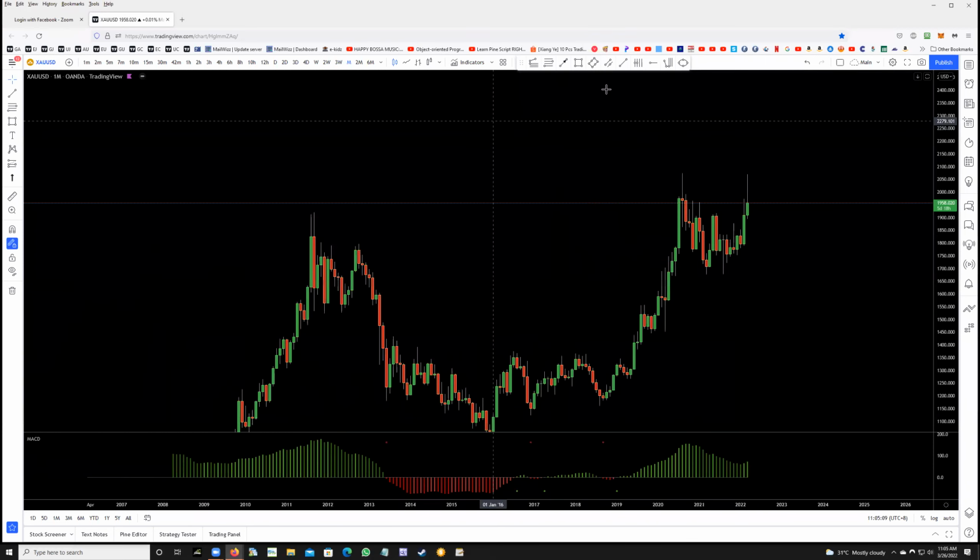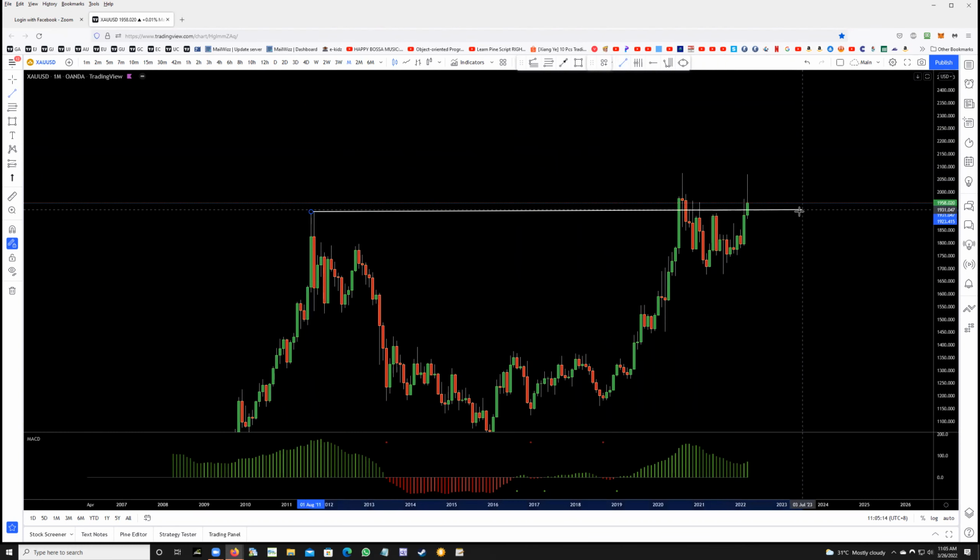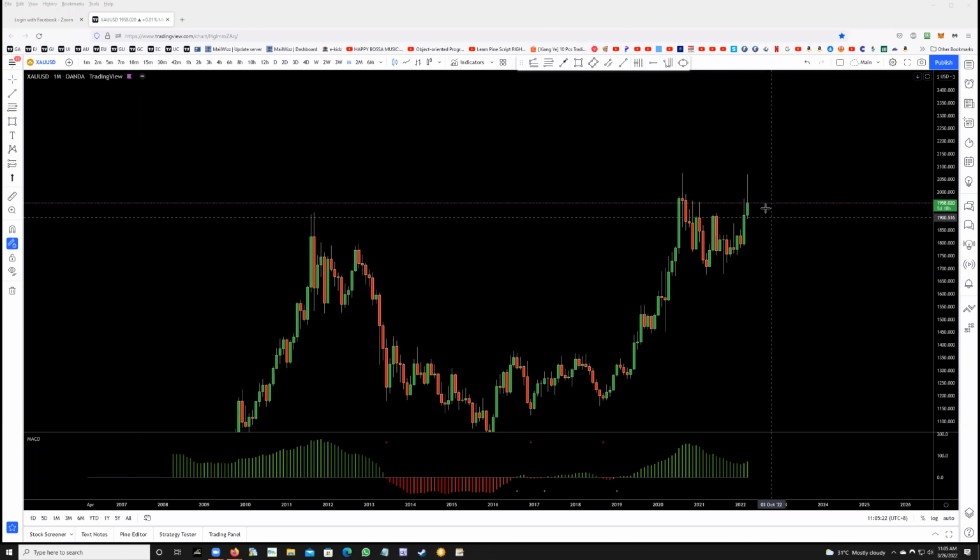I also want to point out this. If you see this previous top, there was actually a close above as well. This thing closed above this high. So those are also problems.